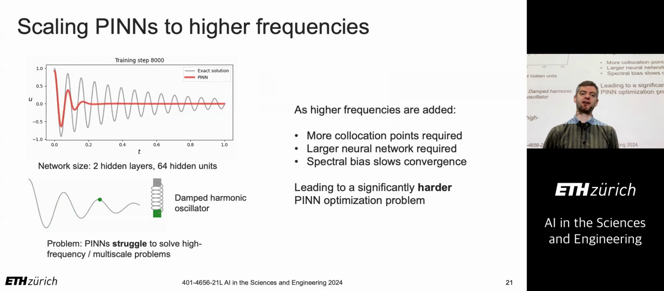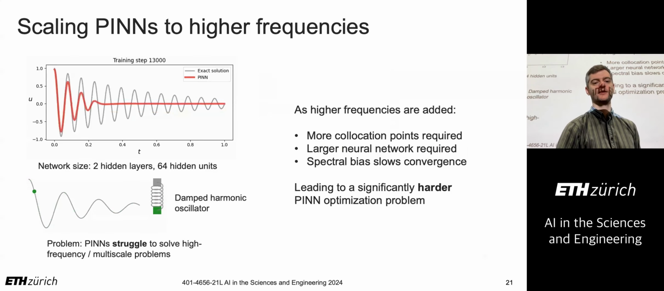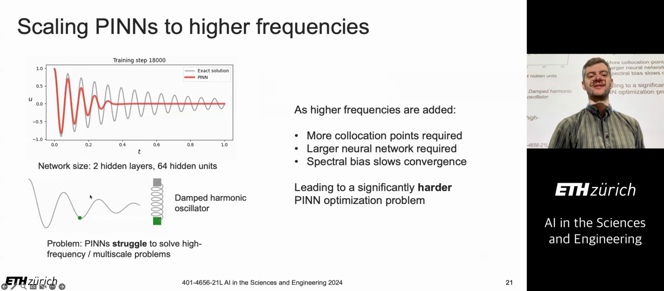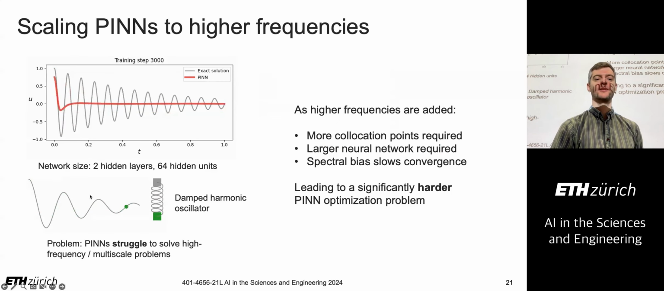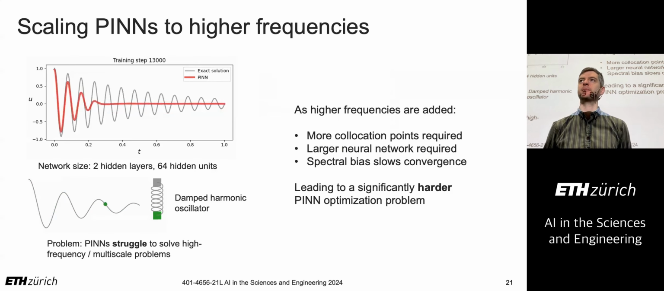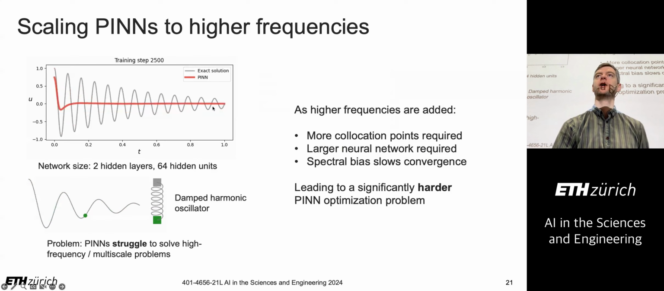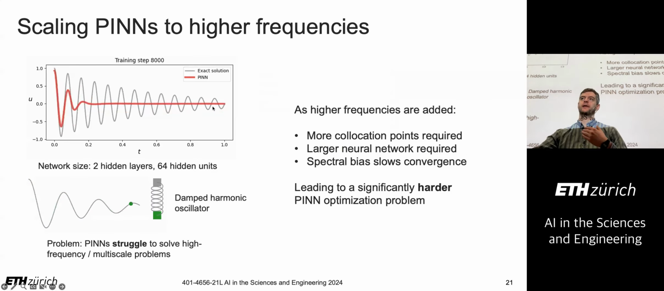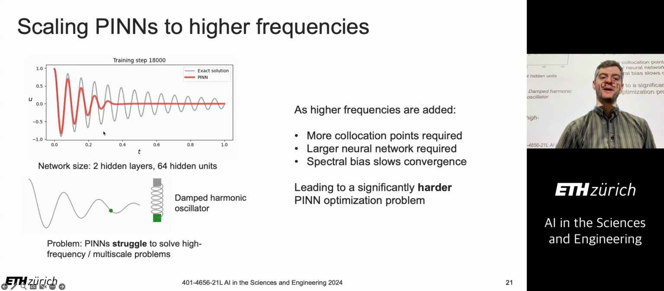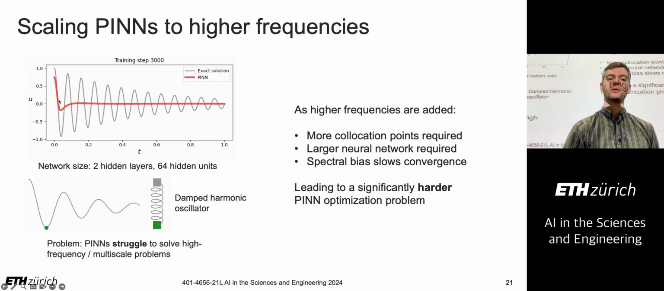So here's just another example. I showed you when I was describing PINNs this damped harmonic oscillator problem, and the PINN for the problem that I chose converged very nicely. But what I didn't show you is that if I increase the frequency of the oscillator, or equivalently, if I just model the oscillator out to longer time values, the standard PINN actually really starts to struggle, and it takes a long time to fit the solution. And this is related to that spectral bias.